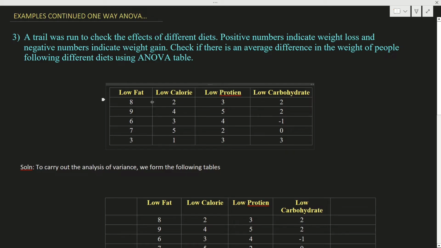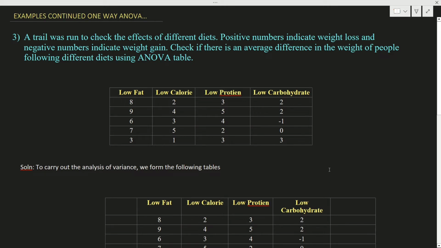Okay. The given table is like this. Low fat, low calorie, low protein and low carbohydrate. Data is given. Low fat data is 8, 9, 6, 7, 3. Low calorie: 2, 4, 3, 5, 1. Low protein: 3, 5, 4, 2, 3. Low carbohydrate: 2, 2, -1, 0, 3. This is the given data.